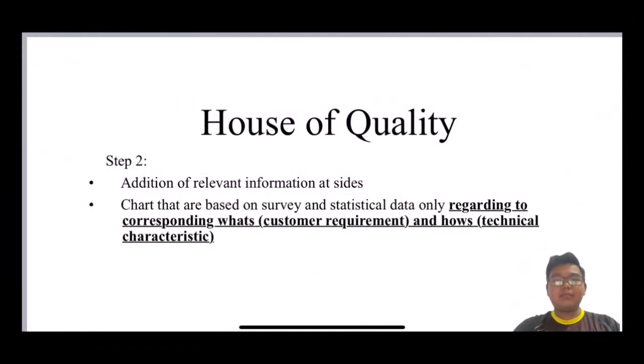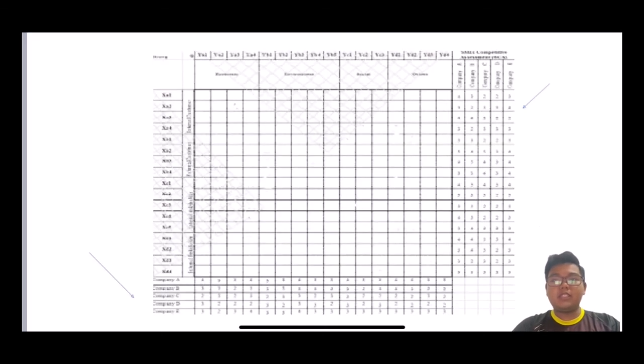Then, step 2, addition of relevant information at sites. Charts are based on survey and statistical data only, regarding the corresponding what's, customer requirement, and how, technical characteristic. And you can see the diagram below.